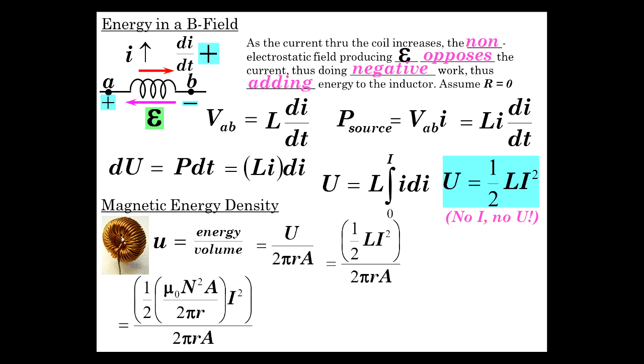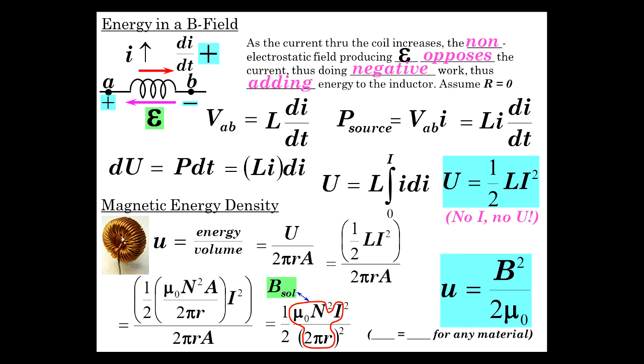So 1/2 L I squared over 2 pi r A gives us 1/2 times the inductance, mu 0 n squared A over 2 pi r. Some cancellation gives us 1/2 mu 0 n squared I squared over (2 pi r) squared. Now look at this quantity here. Mu 0 n I over 2 pi r is the magnetic field of a solenoid. And all these quantities are squared, the 2 pi r is squared, the n is squared, the I is squared, only the mu 0 is not. So this is B squared divided by mu 0. So we can write it that way. U equals B squared over 2 mu 0.